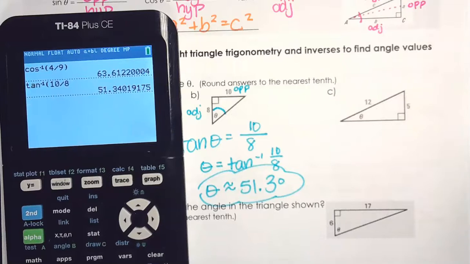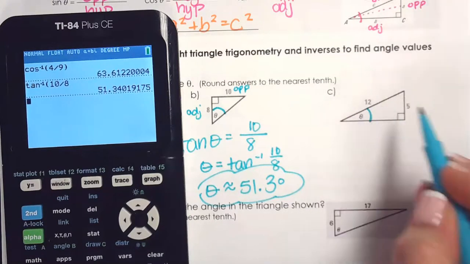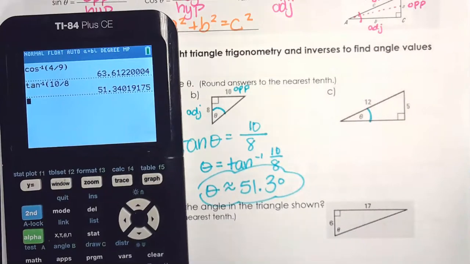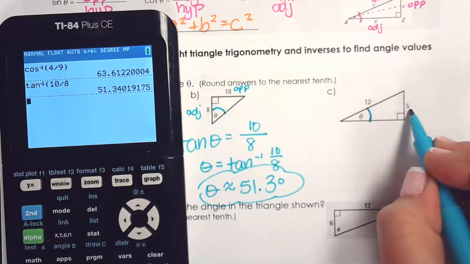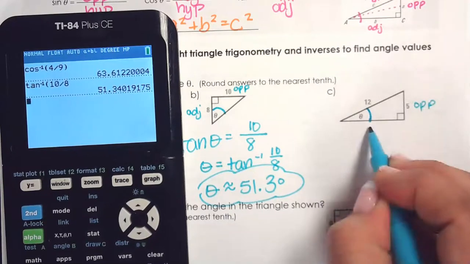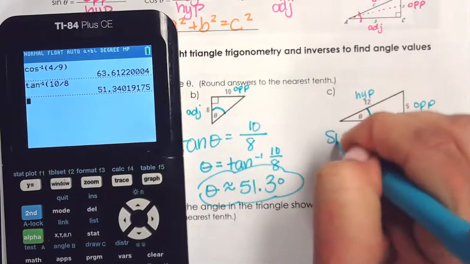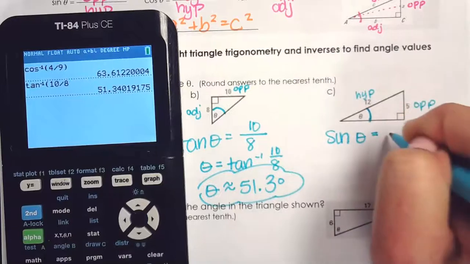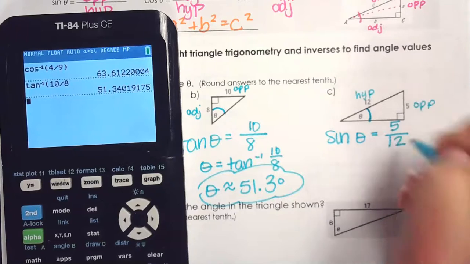Let's look at one more in letter C. They give us an angle to focus on. And what would we call these side lengths in relation to the angle theta? Opposite? And this is across from the right angle, so it's the hypotenuse. What trig function deals with opposite and hypotenuse? Sine. So we're going to take the sine of theta, and remember sine is opposite over hypotenuse.